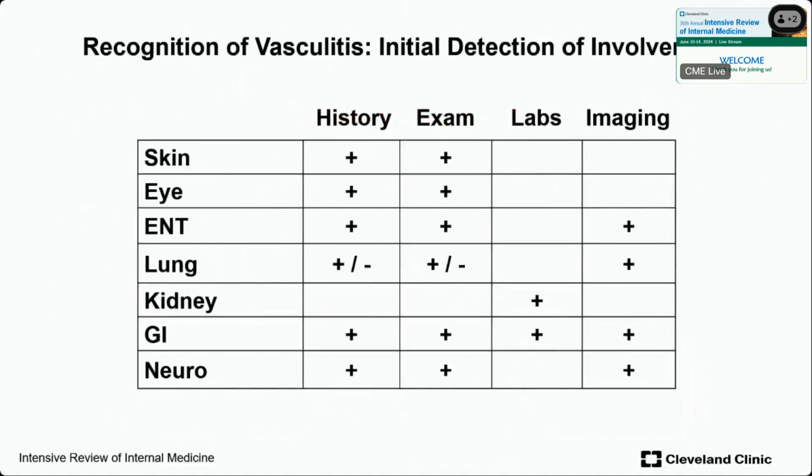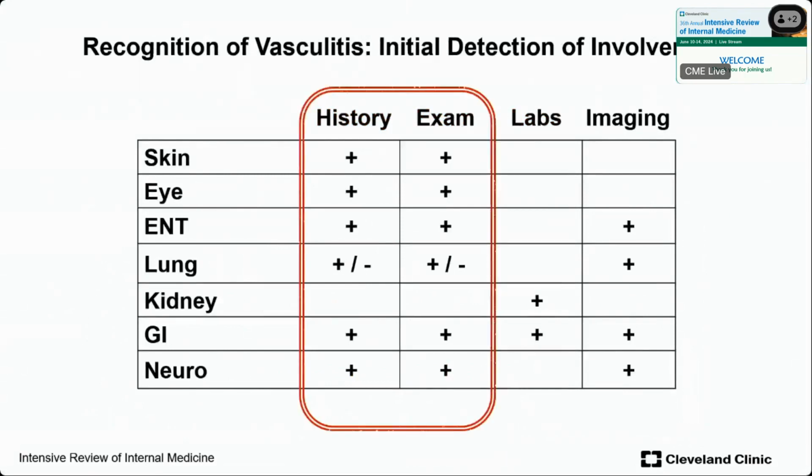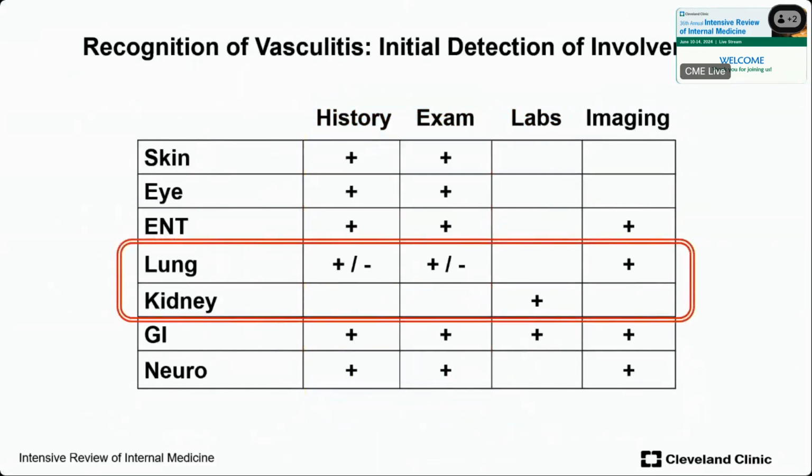Well, like any other problem in internal medicine, we look at the evidence that we are presented with. And what we can see when we look at the organ systems that can be affected by vasculitis is that a vast majority of clues we can obtain from doing a good history and physical examination. But what we can also see is that there are certain sites, such as the lung and the kidney, where there may not be evidence unless we dig further in further investigation, particularly in our labs and imaging.